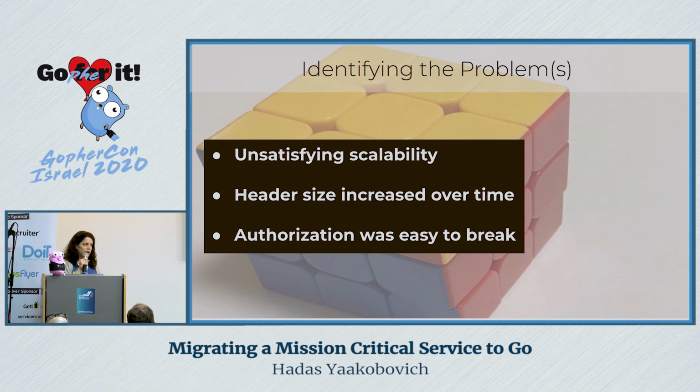And let me just clarify here. Since the API gateway is the entry point to the system, if it is unavailable, the whole system would be unavailable as well. So availability for the service is crucial.